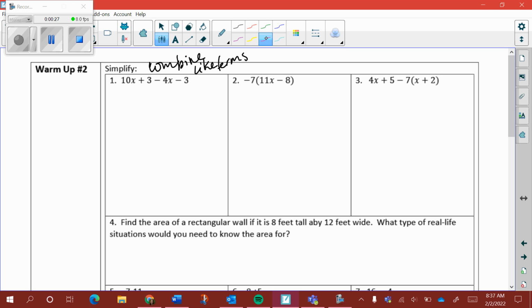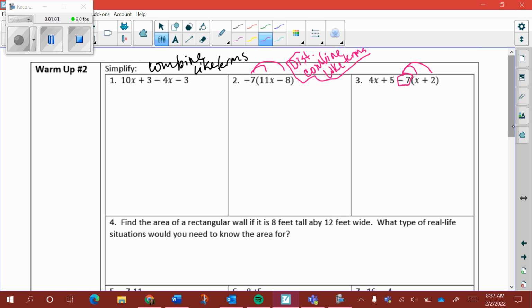This next one, we have a little bit of distributive property to do. And then combine like terms, so distribute and combine like terms. And this last one is a kind of a combination of those two put together. Remember, this is a -7 that you're going to distribute and then combine like terms. So we're back to this. We're doing the same, distribute and then combine like terms. Remember to watch your signs.